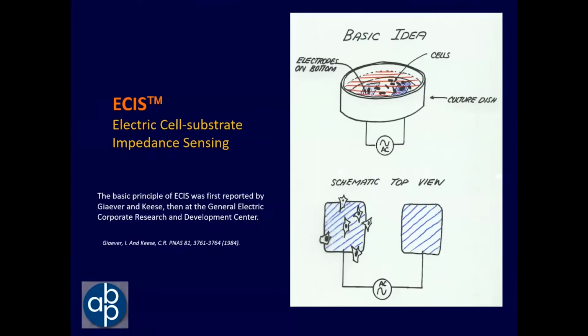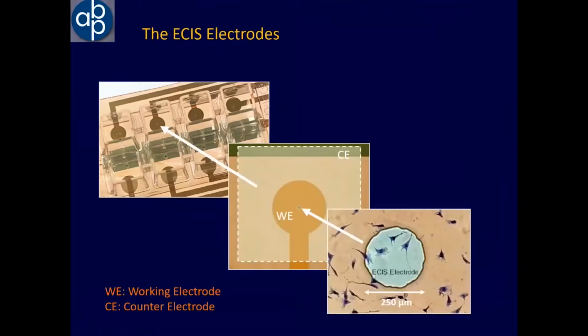The basic idea of ECIS, or monitoring cells using impedance measurements, came about a number of years ago when Ivor Giaever and I were at the General Electric Research and Development Center. There we realized it was possible to grow cells upon gold electrodes and, applying weak AC signals, monitor some of their behaviors. This idea has caught on and is now commercially available.